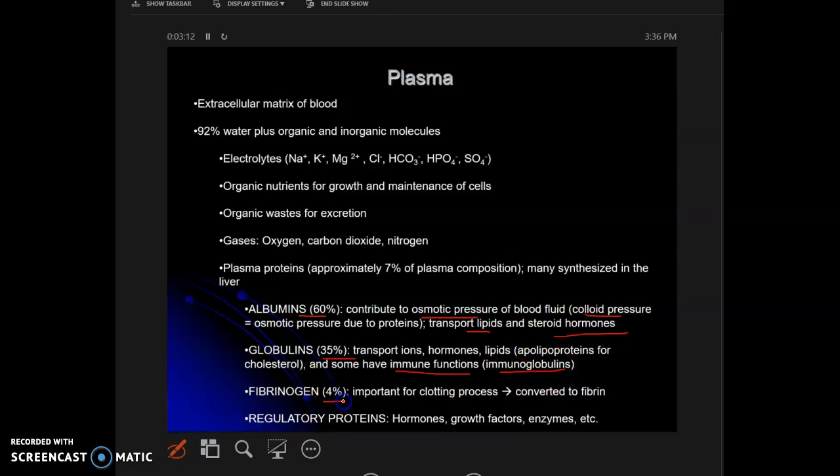Fibrinogen is the least in amount, 4% only. And what is this? Fibrinogen is the soluble fiber. So these are converted into the fibrin or the fibers during clotting. Notice that we have the least amount of fibrinogen. Why? Do you want excess of fibrinogen? Answer is no. Otherwise, you will have unnecessary what? Clotting, right? And then there are the regulatory proteins too, which is very, very small quantity, less than 1%.